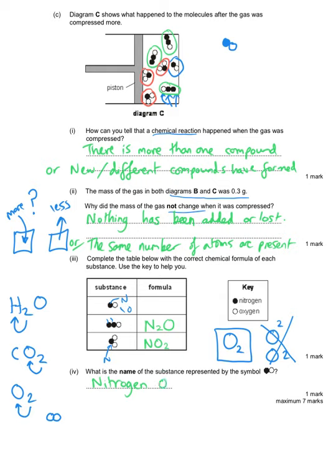Now, when you're naming compounds that have got 2 elements in it, instead of it being nitrogen oxygen, you don't just run the 2 elements all together. The name ends in "ide", and it's nitrogen oxide is the name for this chemical.